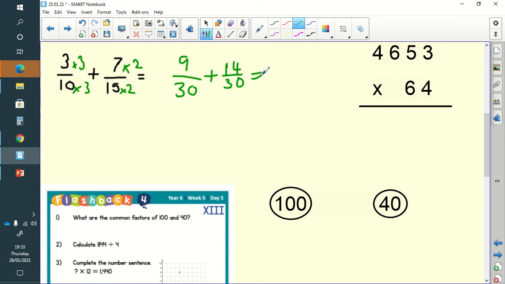Okay, so 9 add 14 is 23. Fab. And then we keep our denominator the same. And we've got 23 30ths. Now, the question is, can I simplify Year 6? If you think I can, I'd like you to send me your answer please to Class Dojo, and I'll see if you're correct. I'll give you some feedback on your simplifying.